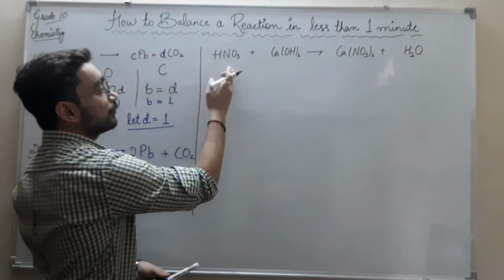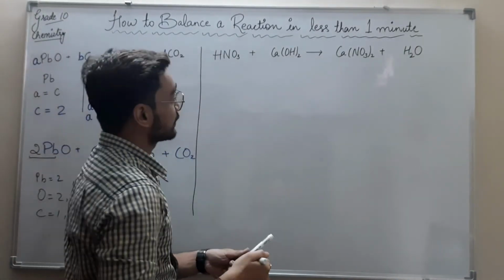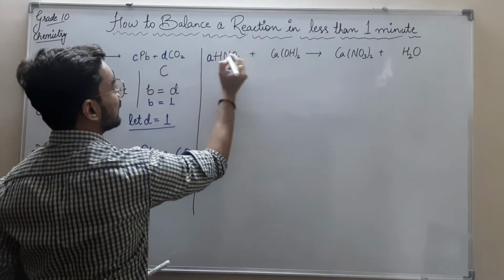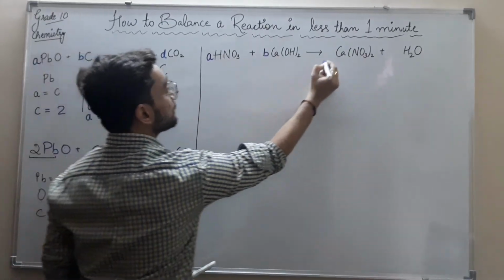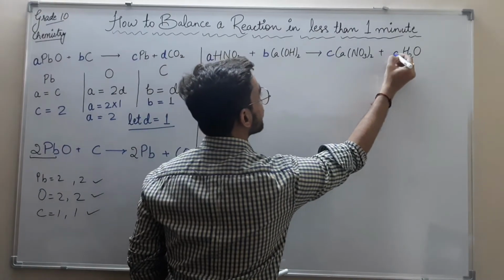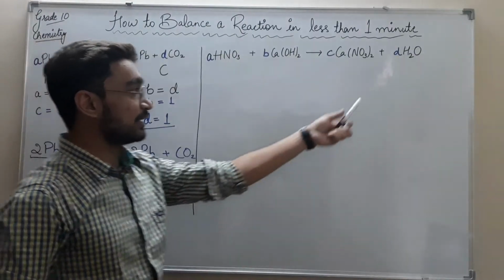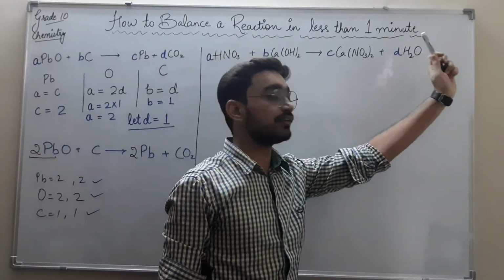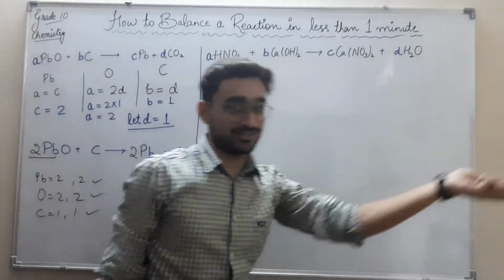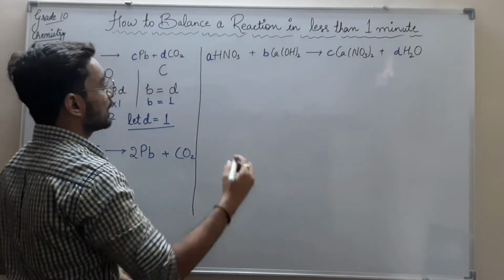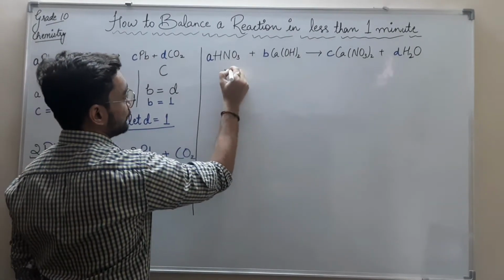Now we can move to another example. I want to do the same thing. First I write the variables A, B, C, D. If any other reactant or product is also there, we will write E, F, G, H. No problem for that. So let us check according to our elements.